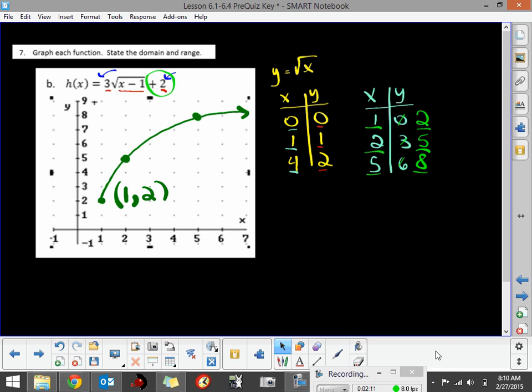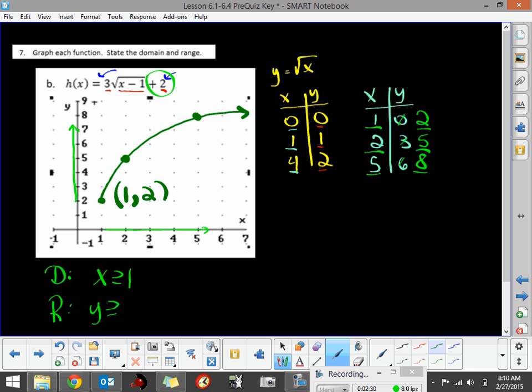Now we can describe the domain and the range fairly easily. The domain will be when all the x's have to be greater than or equal to 1, because we can see all the x values go to the right. And the second part of it, where your y's determine what are your outputs. Your y's are always greater than or equal to 2 because they are always bigger than 2. So greater than or equal to 2 is your range.